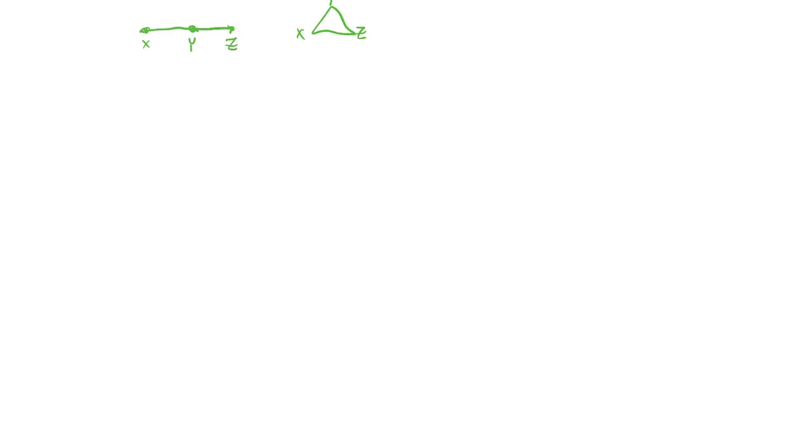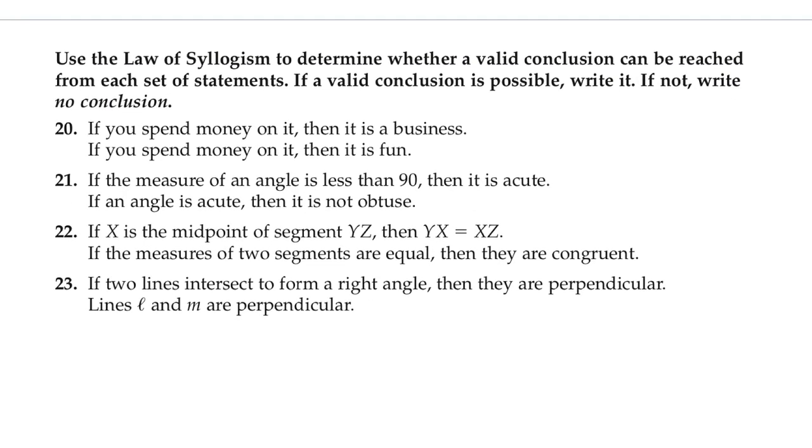I liked that one. Okay, last little set of problems here. Use the law of syllogism to see whether we could get a valid conclusion. Okay, let's see. If you spend money on it, then it is a business. Okay, all right. If you spend money on it, what the heck? We're starting back at A. This is not going to help us. Then it is fun. No, I put the same letter there. This is just A leads to B and A leads to C. That's interesting, but no valid conclusions there. No conclusion.